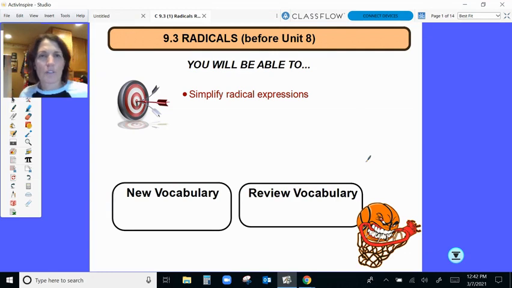Everybody, welcome back. We're going to be going over 9.3, which is a review of radicals before we begin Unit 8. This should be a review, not new information. So if you're having struggles with this, you might want to come into conference period at some point, okay?